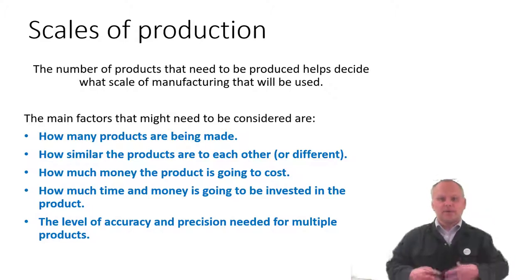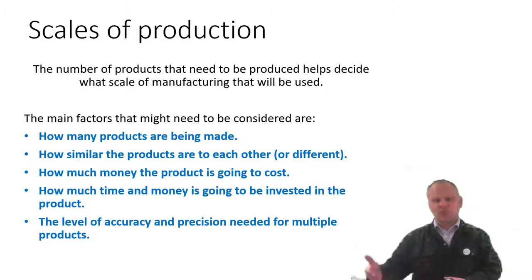When we're talking about how many products are being made, how similar the products are to each other, or in fact if they're different from each other, how much money the product is going to cost and how much it will be sold for, how much time and money is going to be invested in the product, so how much money can be put into setting up and getting it running, and the level of accuracy and precision needed for multiple products. So if you're making more than a certain number, obviously, are they going to need to be the same? So those will dictate the scale of production which is appropriate for the product.